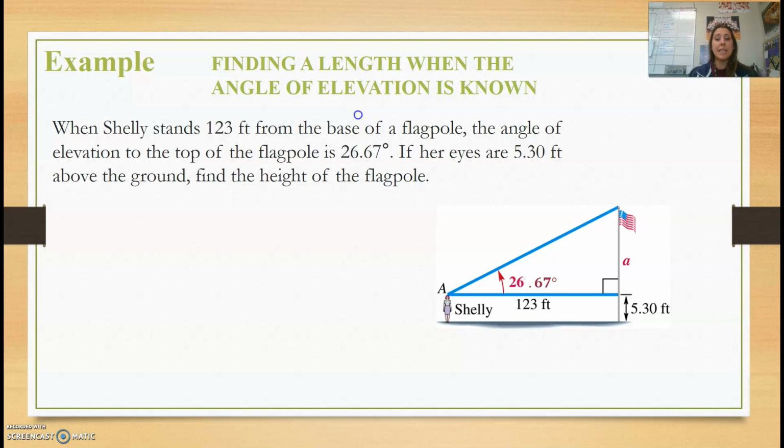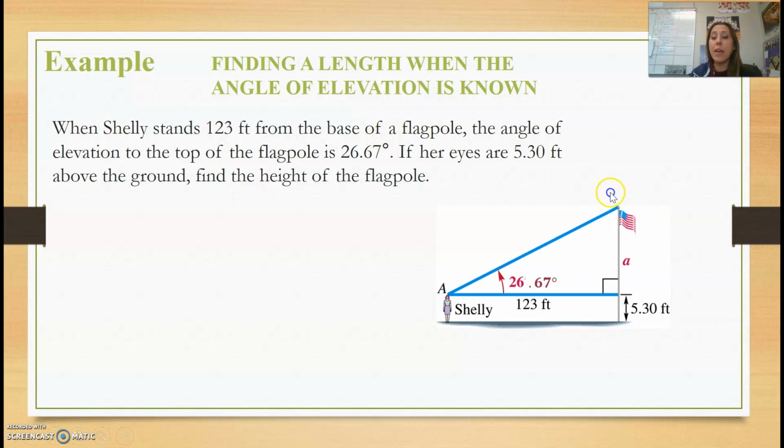So here's an example of a word problem that we would use for progressing. I'm giving you a picture. When Shelley stands 123 feet from the base of the flagpole, the angle of elevation to the top of the flagpole, so her sight line up, is 26.67 degrees. If her eyes are 5.3 feet above the ground, we need to find the height of the flagpole.